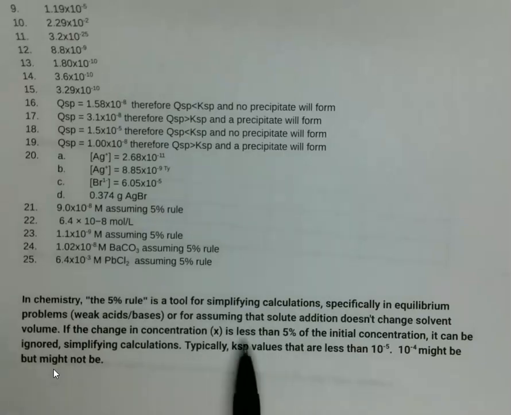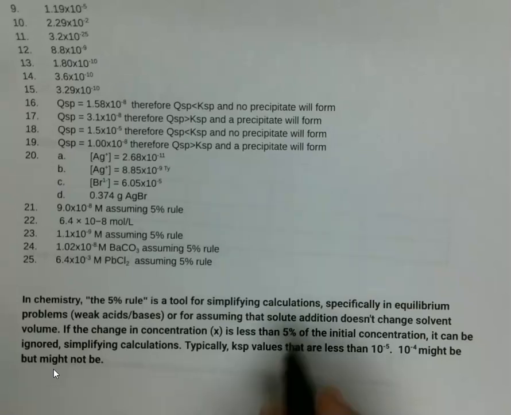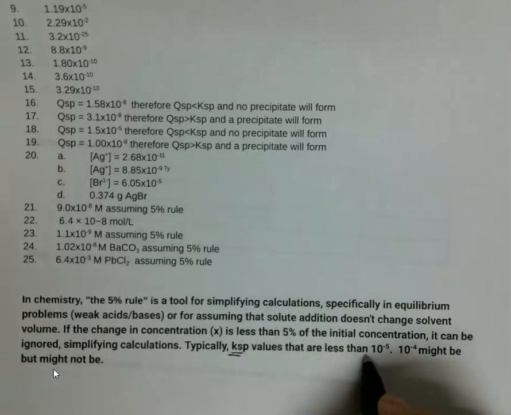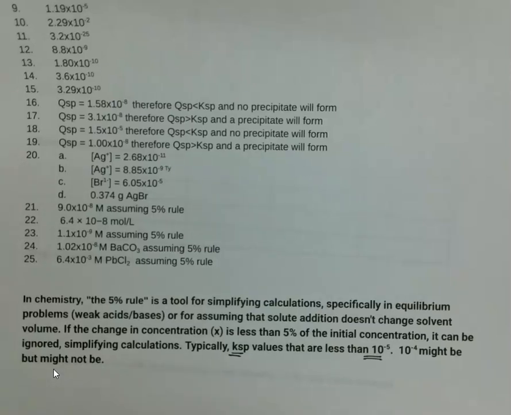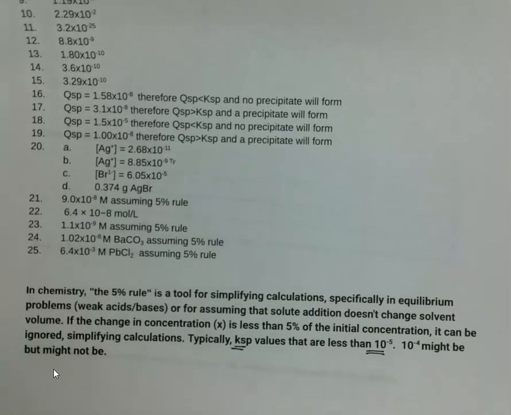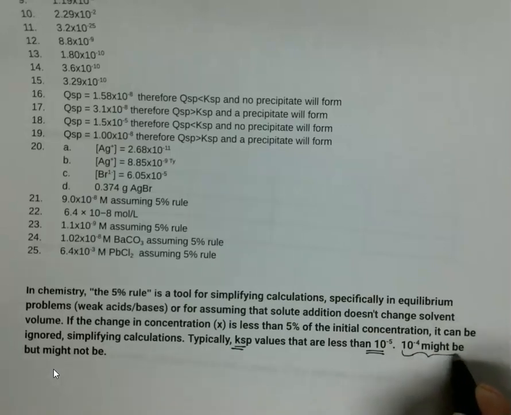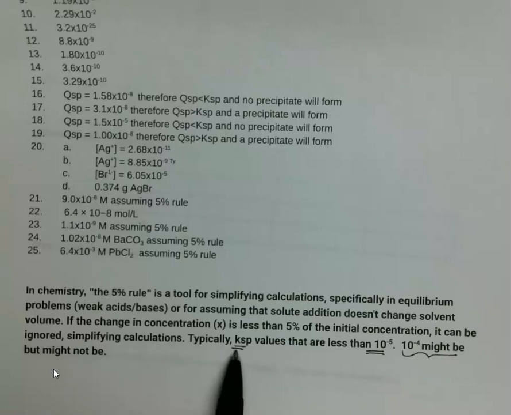And so typically that 5% rule is going to apply anytime your Ksp value is less than 10 to the negative 5. So that's kind of our break point, 10 to the negative 5. They do say 10 to the negative 4 might work, but it might not work. And so Ksp less than, if you just use that rule, it's called the 5% rule, then you should be okay. So let's go back to our problem.